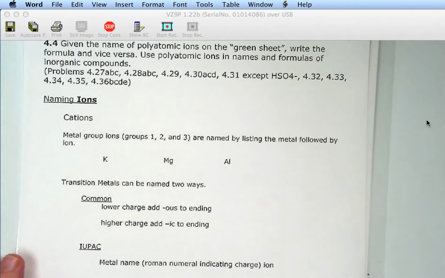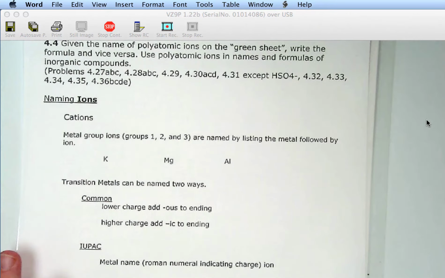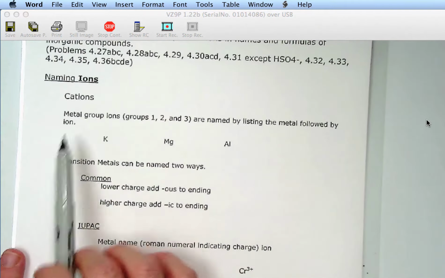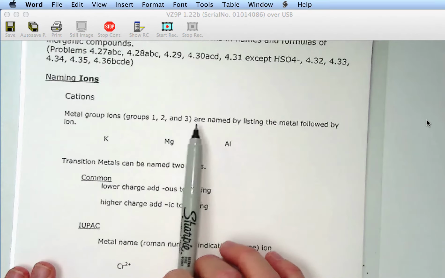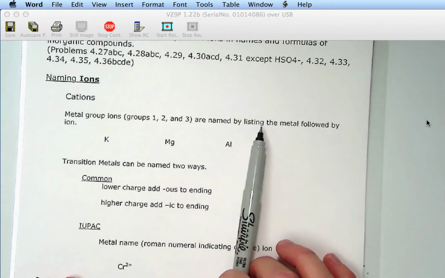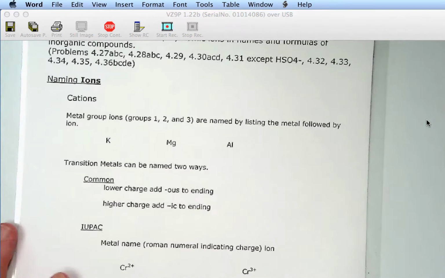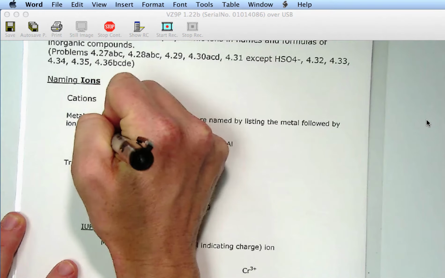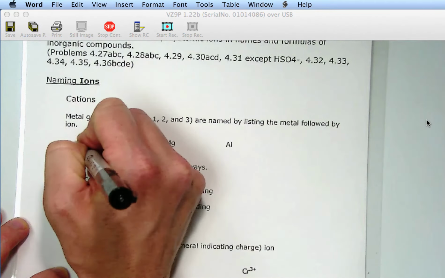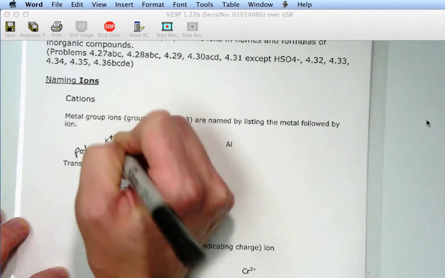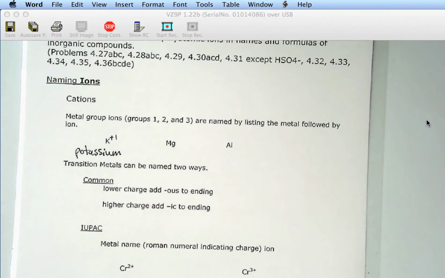Cations. When you name cations, the metal group ions, groups 1, 2, and 3, these are your main group ions. Metal ions are named by listing the metal followed by ion. Potassium forms a +1 ion. The way you would name it: if I just said potassium, that does not tell me that it has a charge. It's got to be potassium ion.